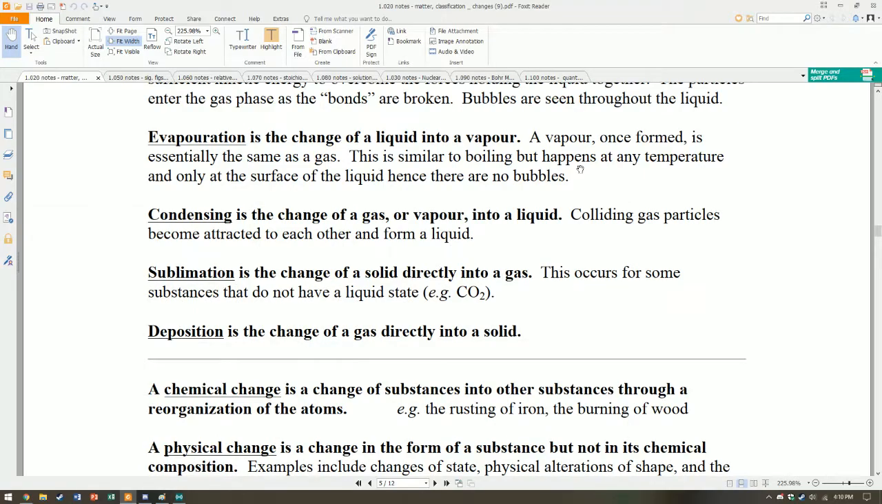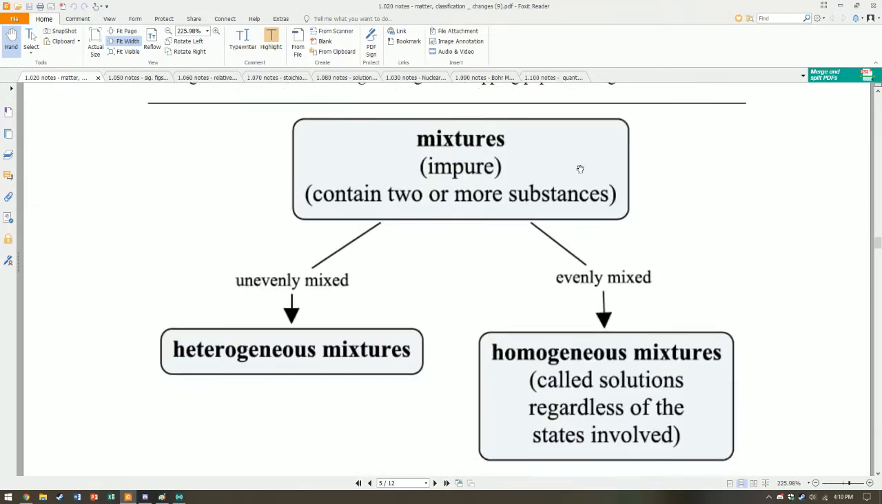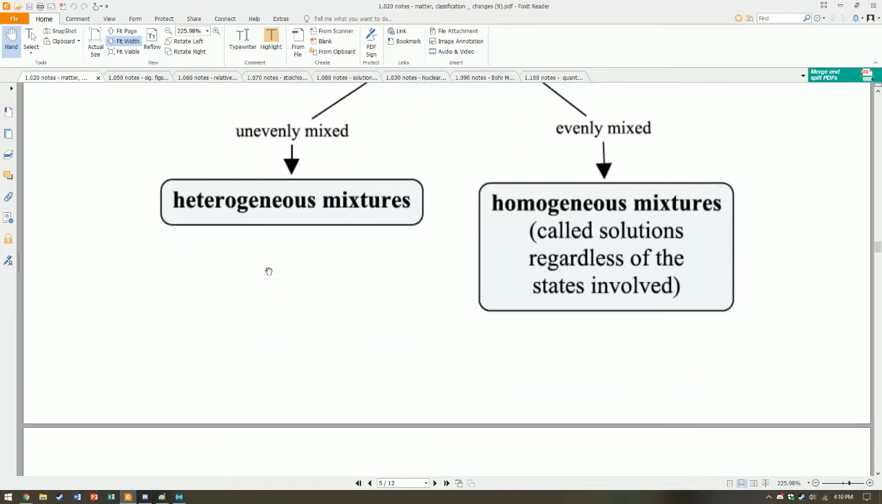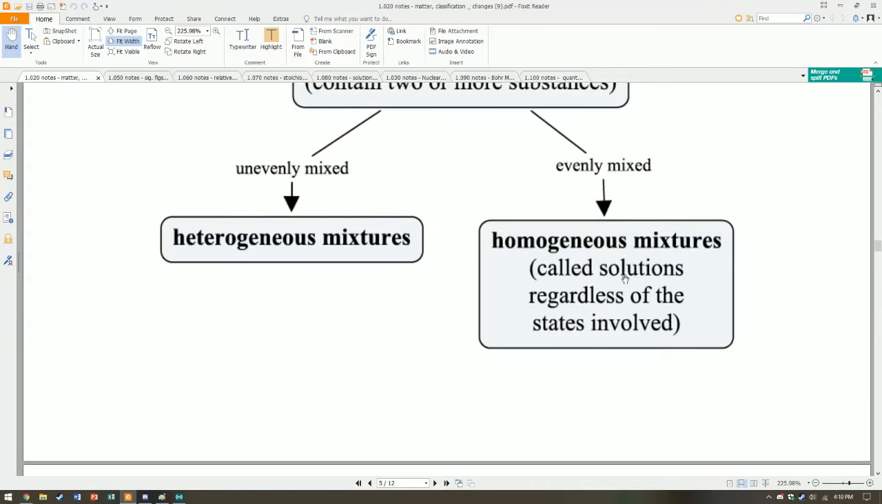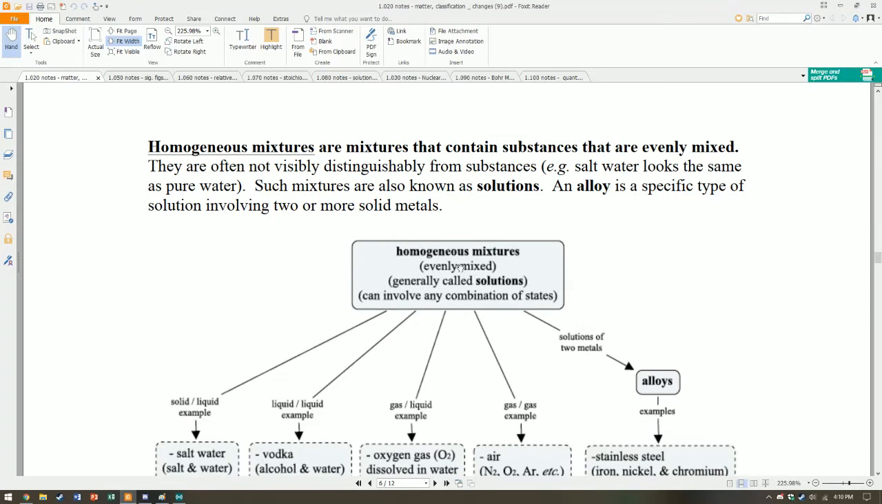Now that we've talked about substances, we now go on to talk about mixtures. We can have homogeneous mixtures or solutions, or heterogeneous mixtures. You're only really going to ever be working with solutions, so I won't go too much into detail with it, but for homogeneous mixtures, it's just evenly mixed. So what do I mean by evenly mixed?